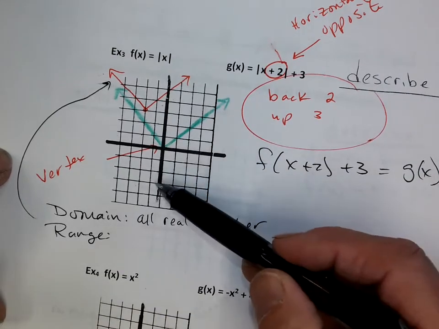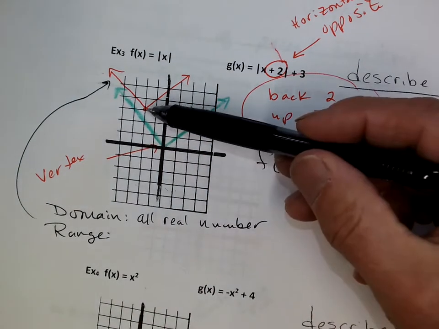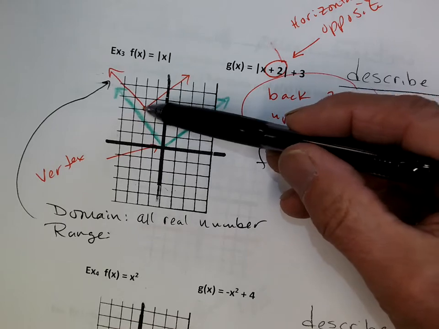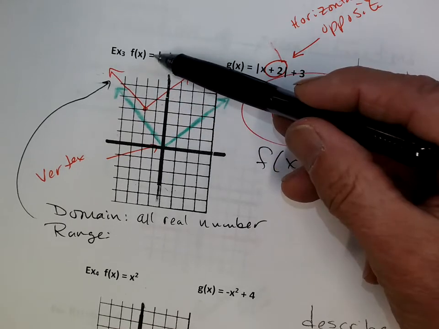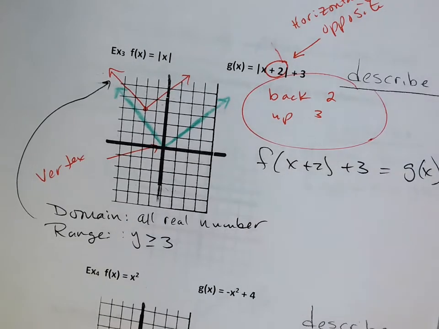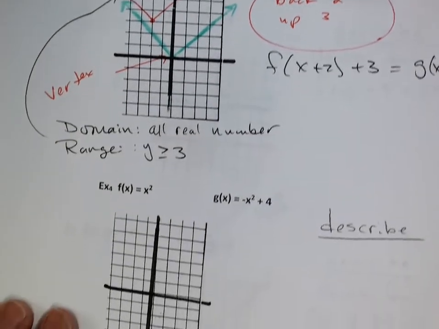The range is different, though. I always like to say, reach for your range. Well, it starts at a height of 3, right? This red graph starts at a height of 3, and then goes up. So we're going to say y is greater than or equal to 3. Okay, last one, and I'll be done.